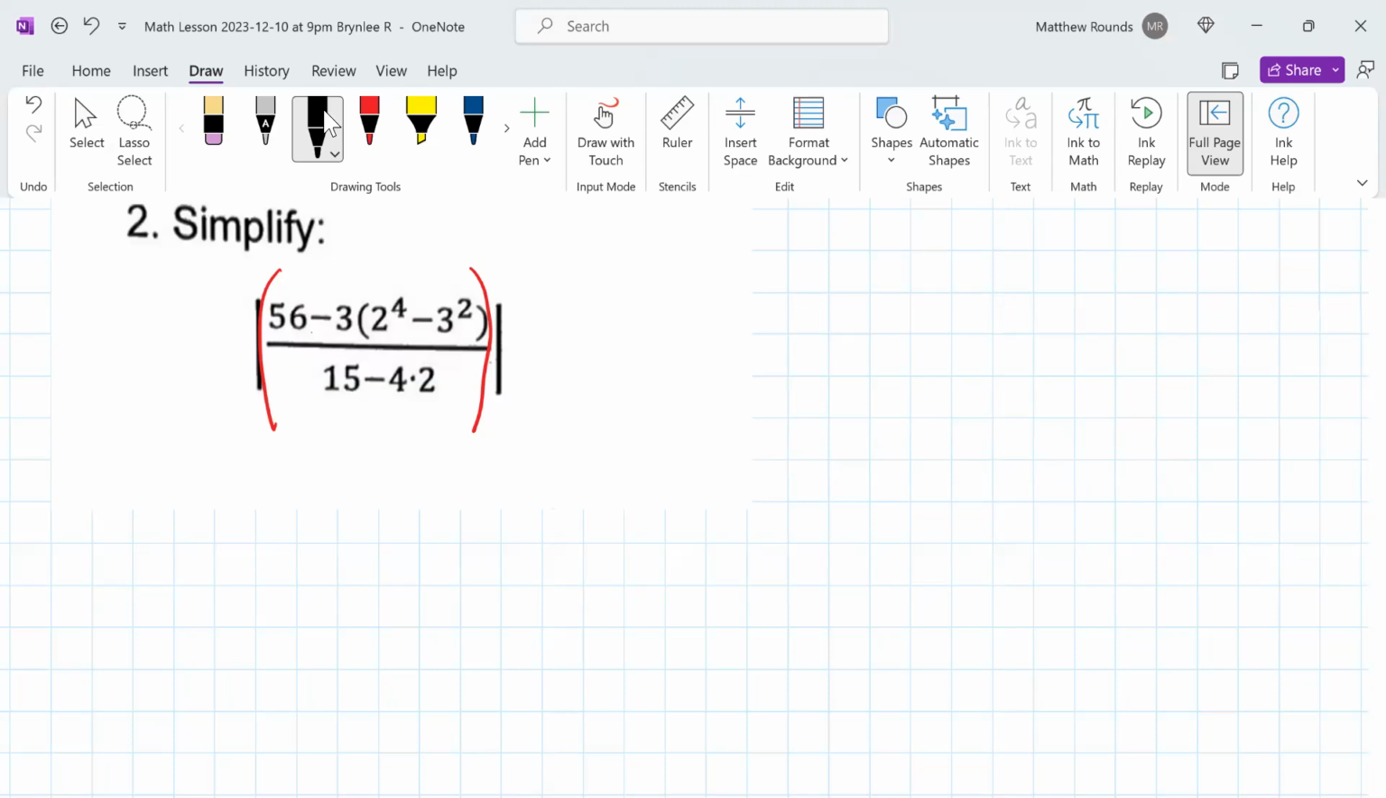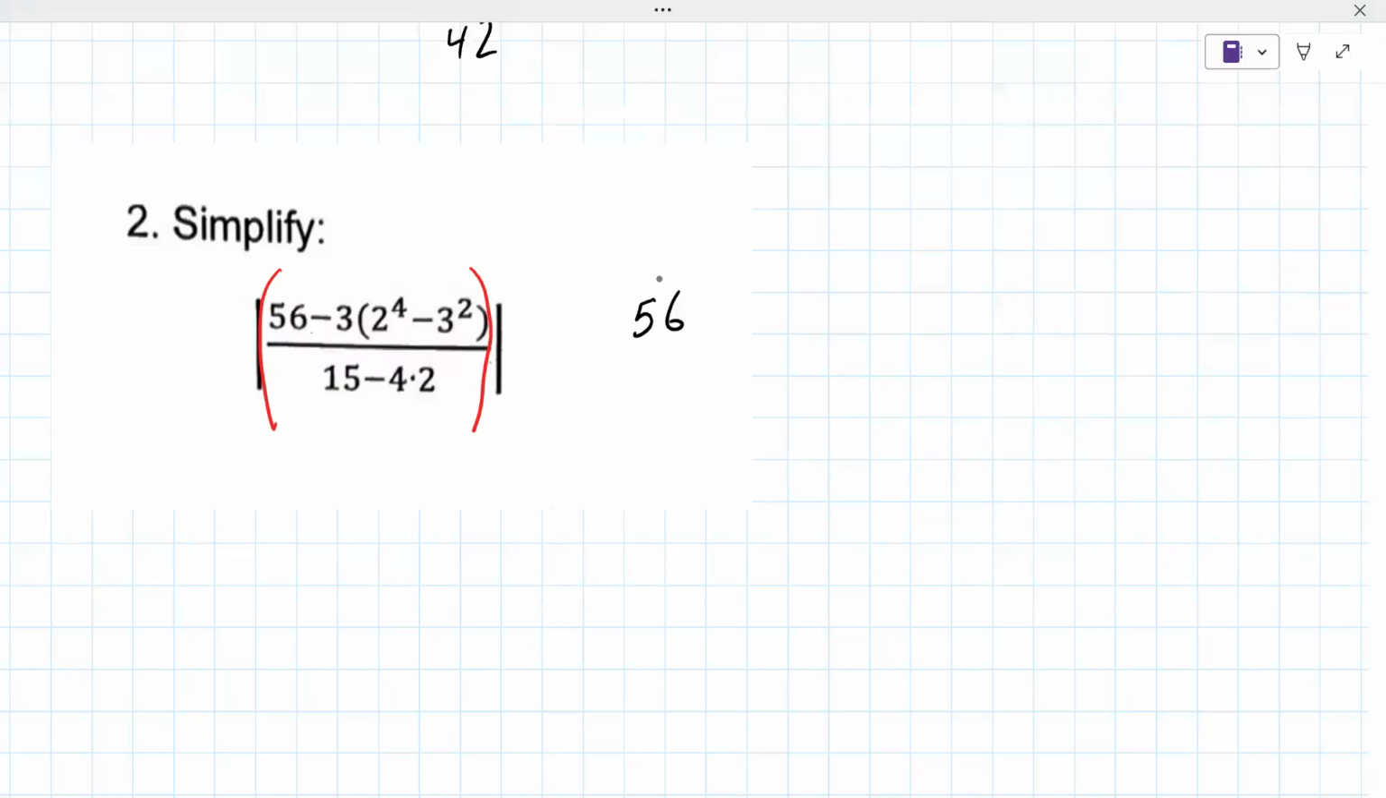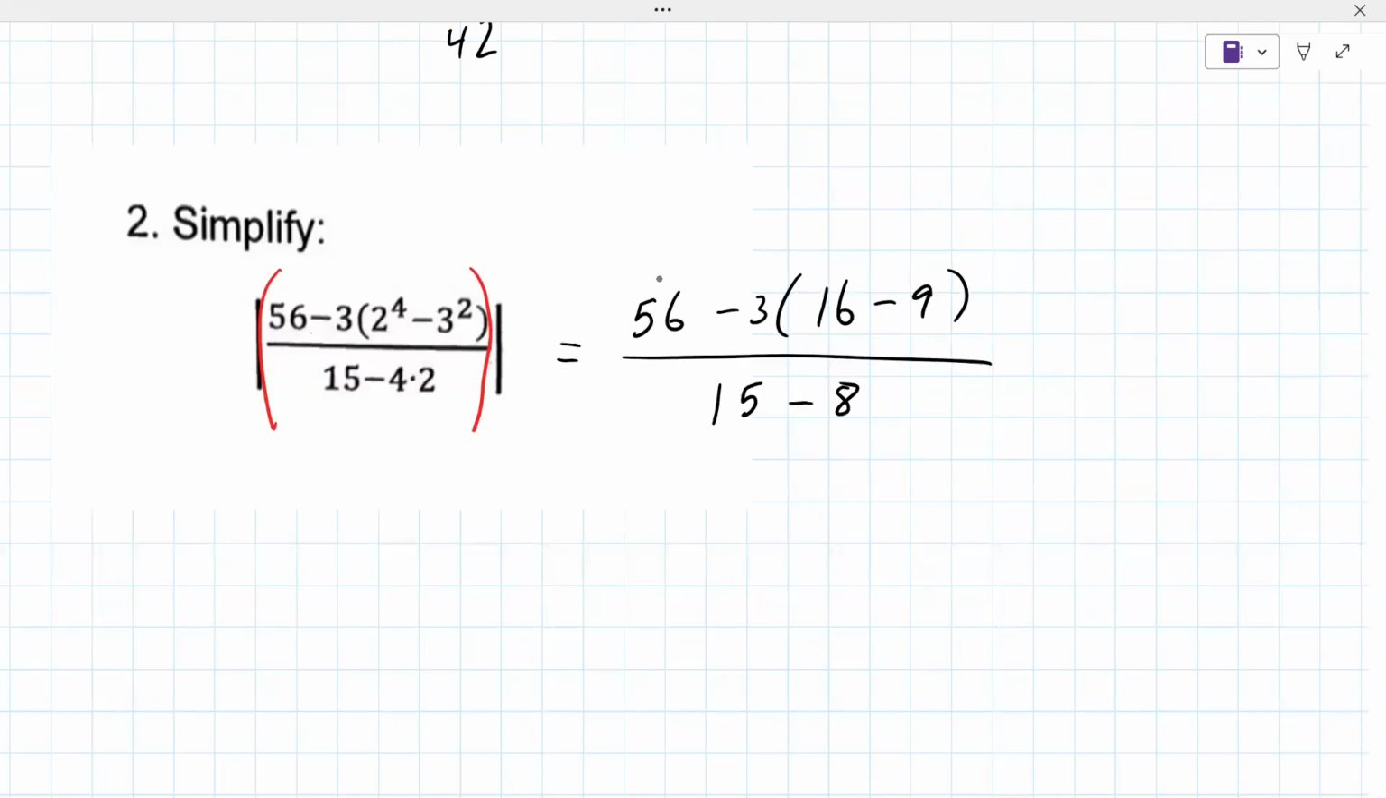6. So let me work this out. Maybe there's a small thing. You're close. I mean, you're not off by a lot. 56 minus 3 times 16 minus 9 over 15 minus 8. So the bottom becomes just 7. Did you get that? Yeah.